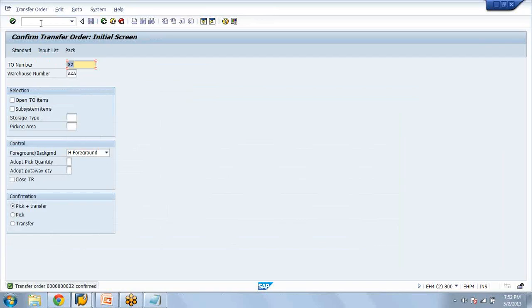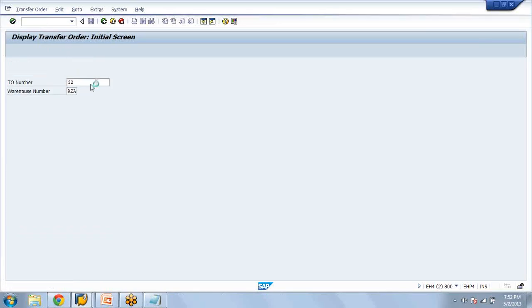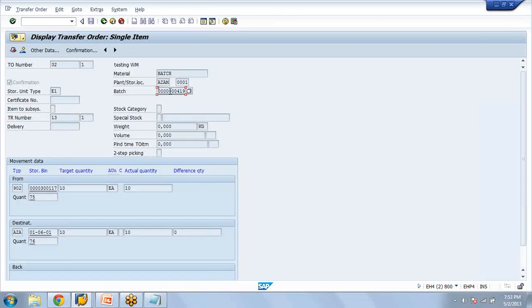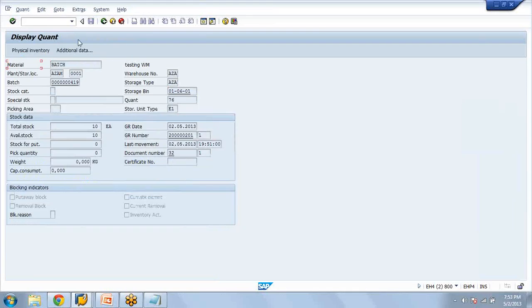We have to cover this topic as well. You remember immediate TO and automatic TO. Automatic we have not covered yet, right? No, we haven't covered that one yet. We will complete it. So this is the quant data.